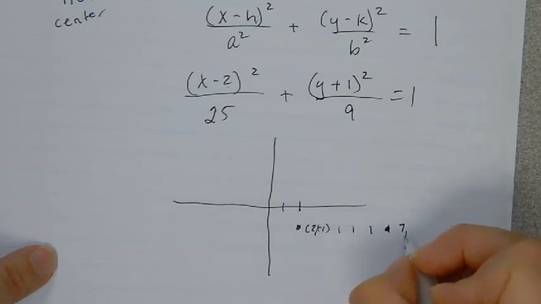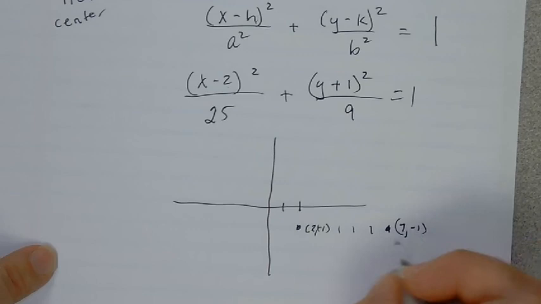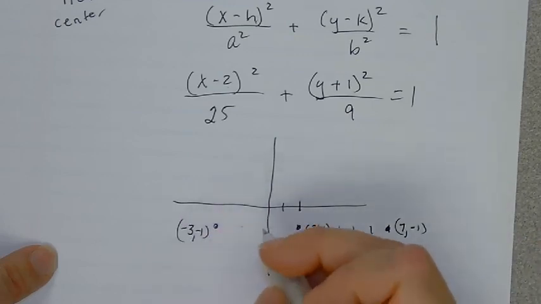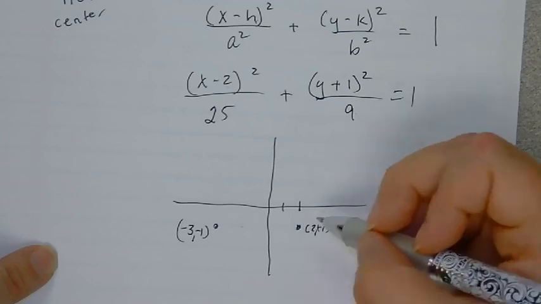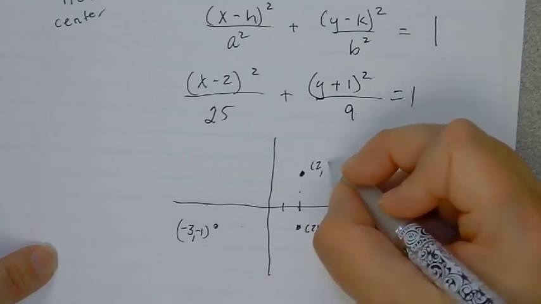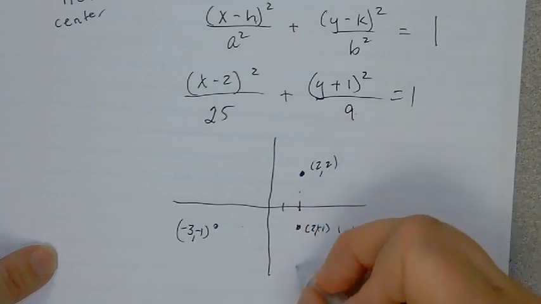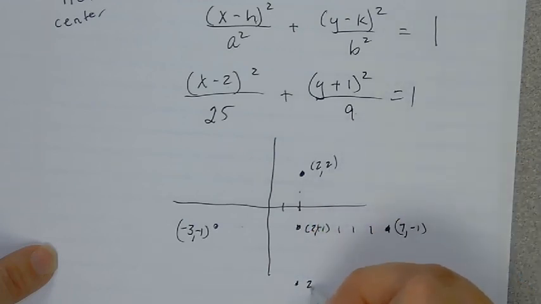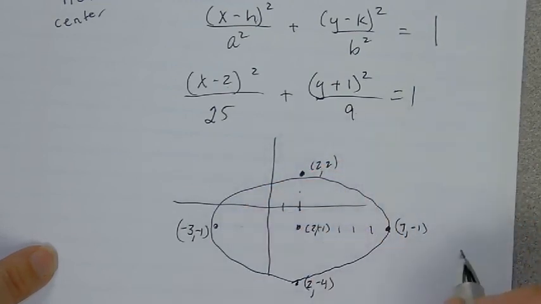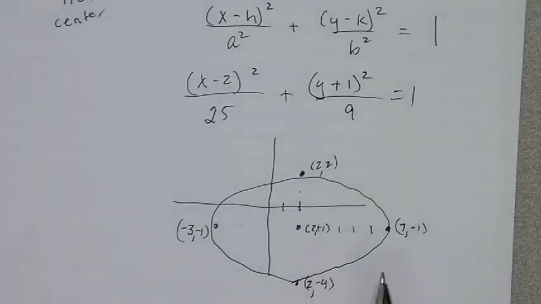So that would be 7, negative 1. And then I'm going to go 5 this direction. Then I'm going to go 3 in the y direction, and 3 this way. So the ellipse looks something like this. And of course, it'd be much better than the way I've drawn it.